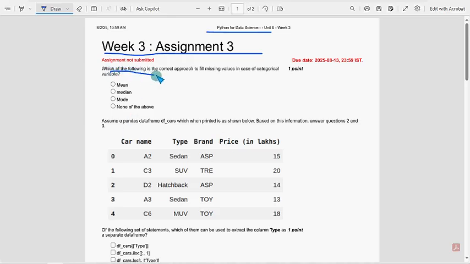First question, which of the following is the correct approach to fill missing values in case of categorical variable? So for first question, third option, mode is the probable solution, guys. So mark third option as the probable solution for first question.